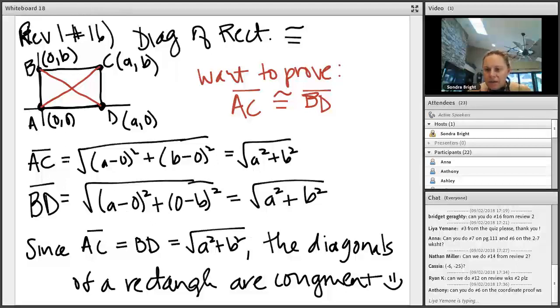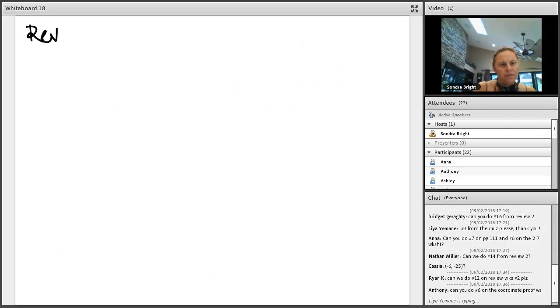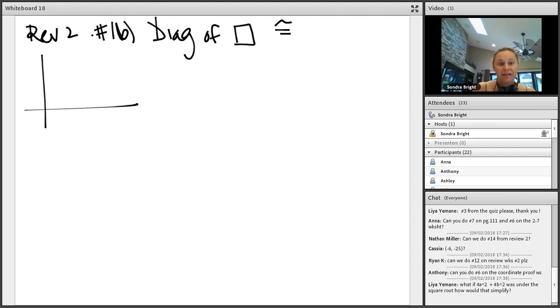All right. So that was 16 from review 1. You want 16 from review 2. Review 2, number 16, is proving the diagonals of a square are congruent. Okay, so we're going to do it exactly the same way, but the only difference is now it's a square. Did they call it anything? No. Okay, so I'll call it A, B, C, D. All right, so here's my square.